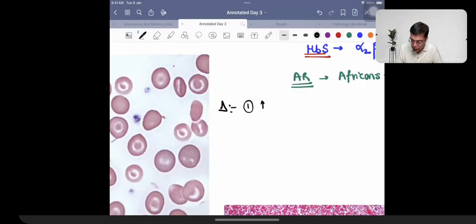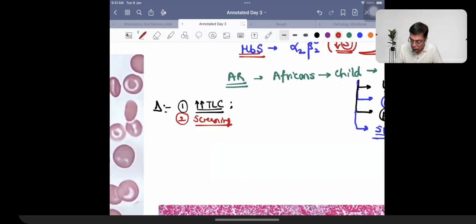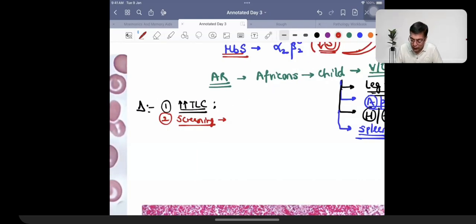First thing is the patients are usually going to have a high risk of infections. So there is increase in TLC. Second fact that you need to remember is that you can perform a screening test. Screening test can be done with the help of chemicals. The examples of chemicals which can be useful for the purpose of screening include dithionite test or metabisulfite test.